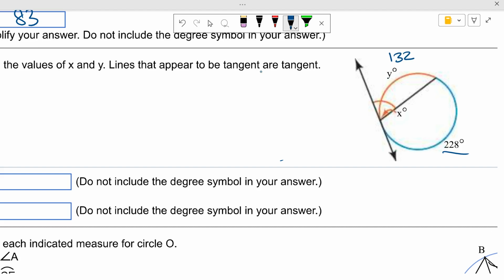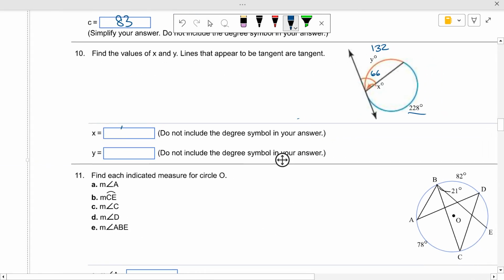132 to make 360 degrees. Then you take half of that to get your angle. What's half of 132? 66. So X is 66, Y is 132.